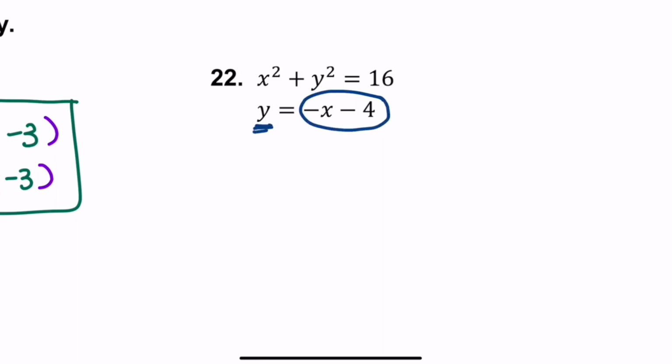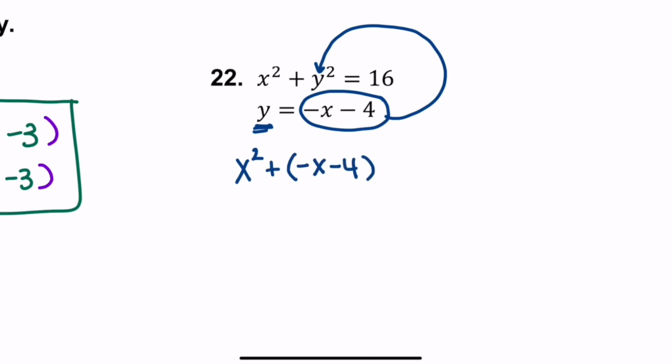Now on number 22, we're going to take our negative x minus 4 and substitute it in for the y, because y equals negative x minus 4, and we're going to substitute it into this other equation. We're going to have x squared plus, in our parentheses, negative x minus 4 squared. So this negative x minus 4 is replacing this y, but we're going to put it in parentheses so the whole thing is squared, not just one piece, and that's going to equal 16.